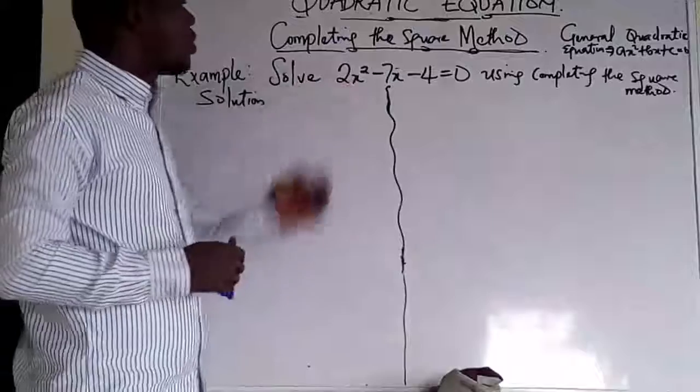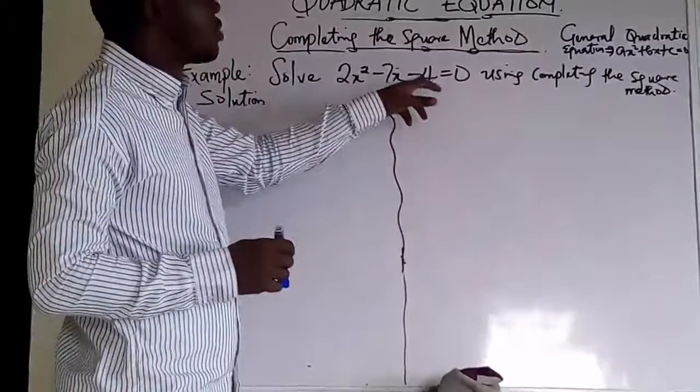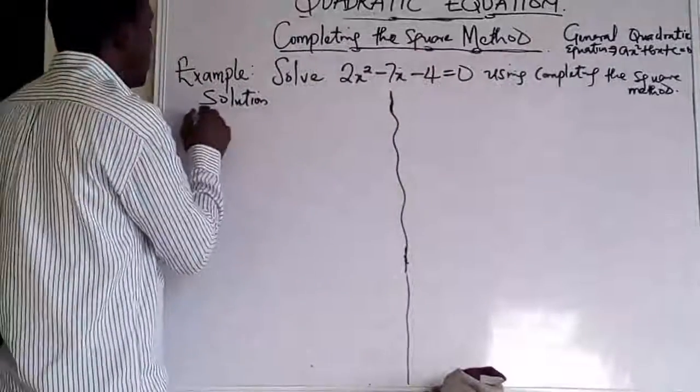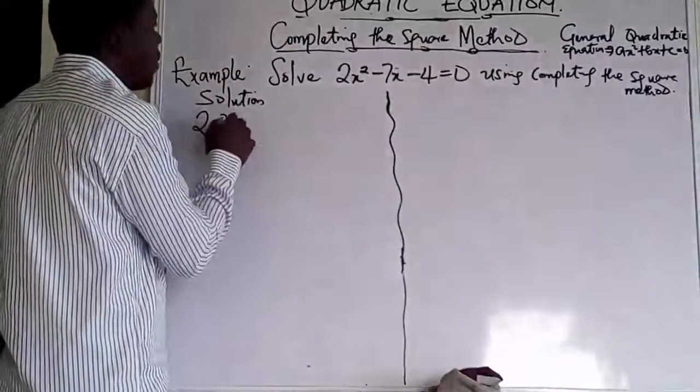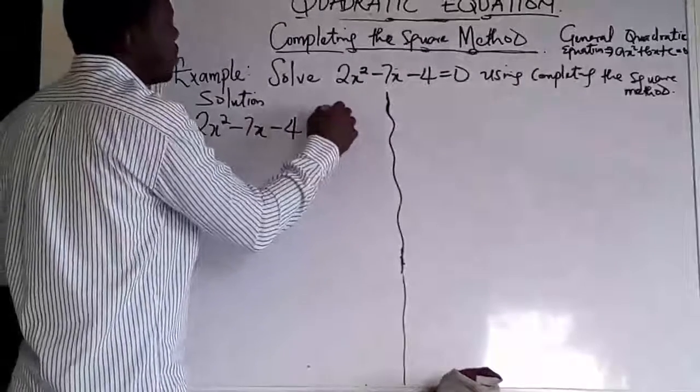Now, we have an equation here. The equation says 2x squared minus 7x minus 4 equals 0. So this is the equation that we have: 2x squared minus 7x minus 4 equal to 0.